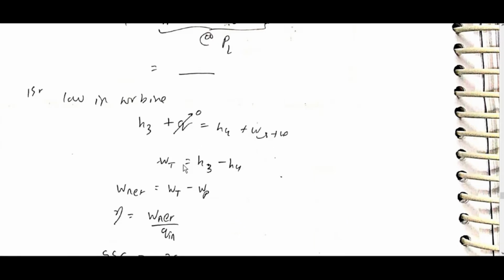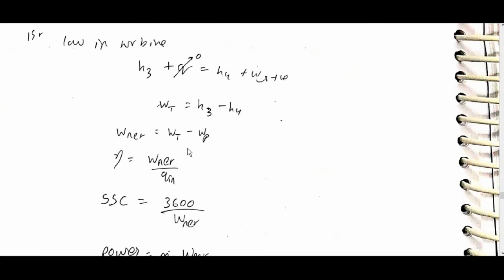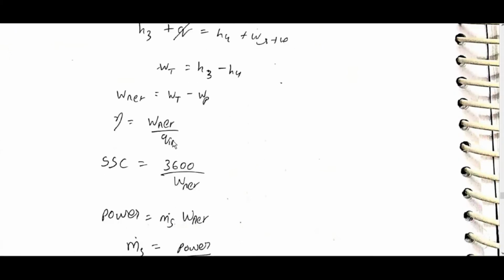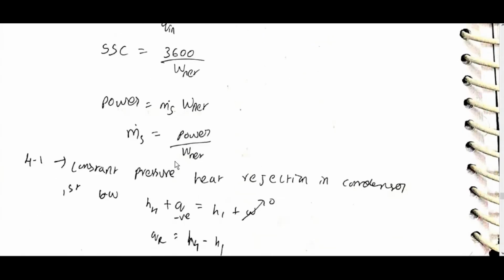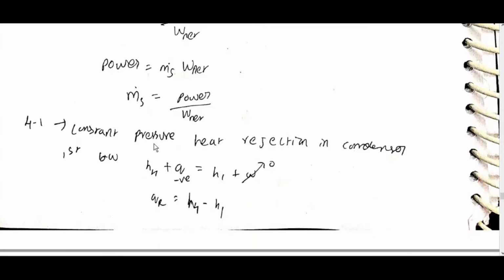W is positive, Q is 0. WT is equal to H3 minus H4. W net is equal to WT minus WP. Efficiency is equal to W net by Q in. SSC is equal to 3600 by W net. Power is equal to ms dot into W net, so ms dot is equal to power by W net.